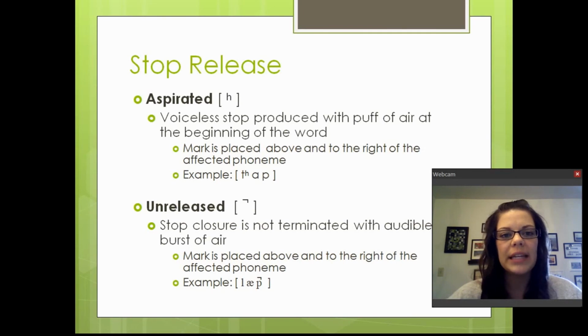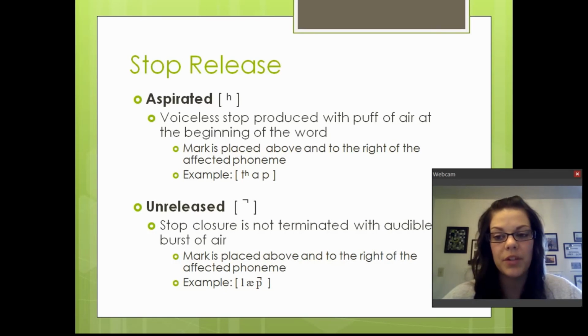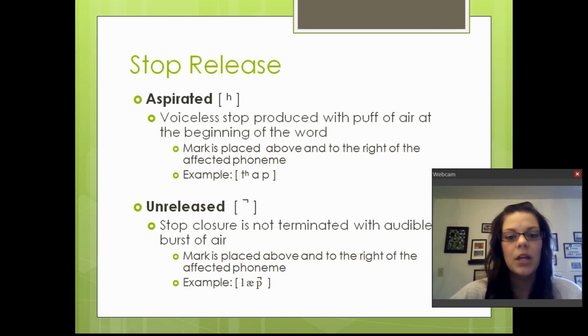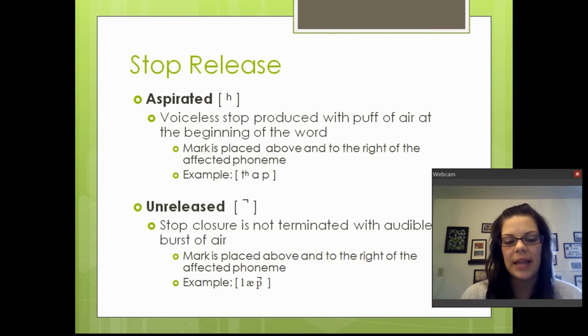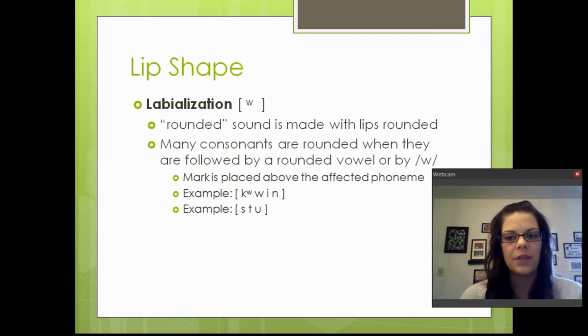There's also unreleased. So this is when you expect there to be a release, an audible burst of air, but you're not hearing that. So if I'm using lap, I expect to hear a p at the end of lap. But instead, if I did lap, see the difference? So there's a burst of air or there's not. So that's unreleased, when we're not releasing that air. And that one is also placed above and to the right of the affected phoneme.